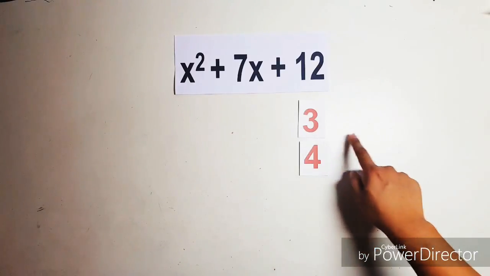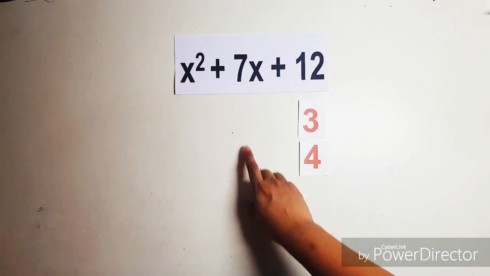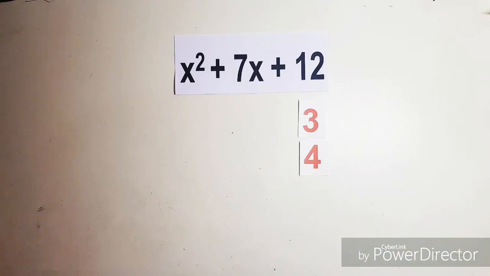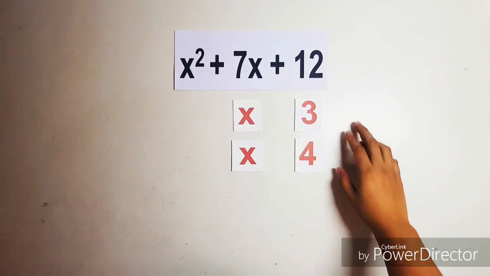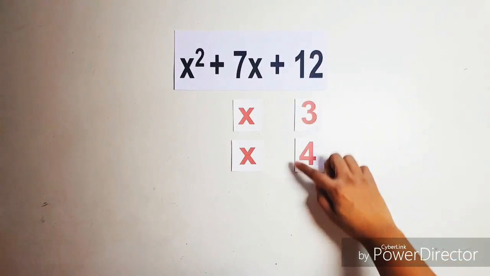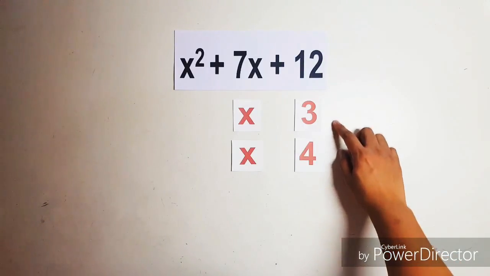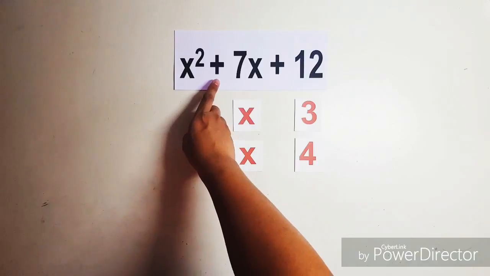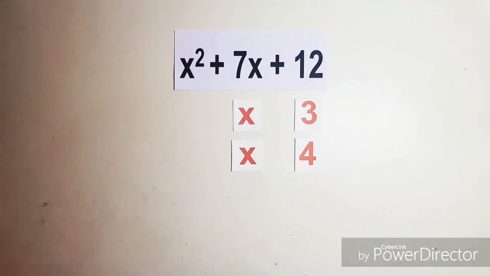Now, to come up with the two binomials, we will just copy the variable of our first term. So that will be x, and then x for the other one. Now, for the sign of our binomials, since the last term is positive, they should be like signs. So they could be both positive or both negative. How are we going to know? We will look at the sign of the middle term. Since this is positive, these two should be positive.